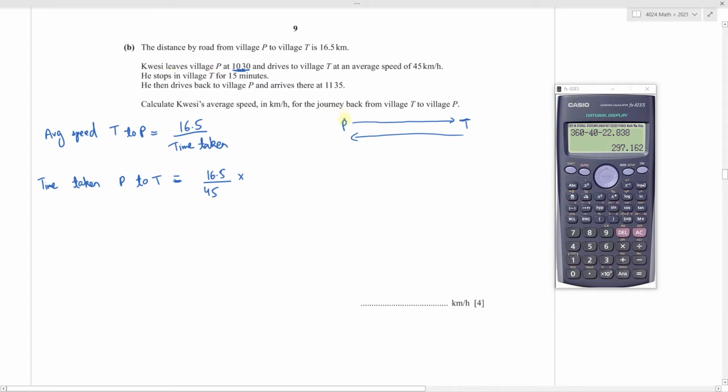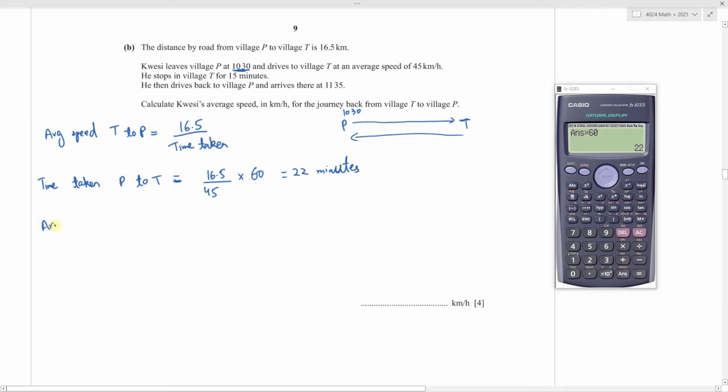So Kawasi left at 10:30, and so multiply by 60 to convert these hours into minutes. So 16.5 divided by 45 and then multiplied by 60. So this is 22 minutes.